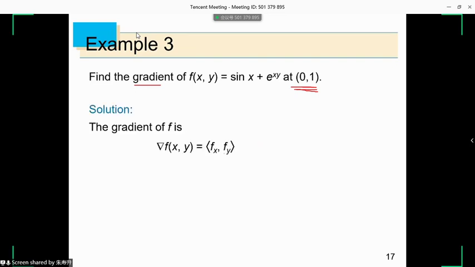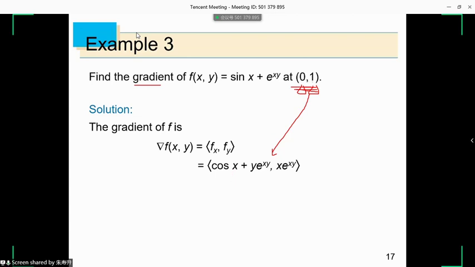So the first component is cos x plus y e^(xy). And for y, it is x times e raised to the power xy. Then we take x equal 0 and y equal 1 in this formula. Here x equals 0, y equals 1. Just x equal 0: cosine 0 equals 1.